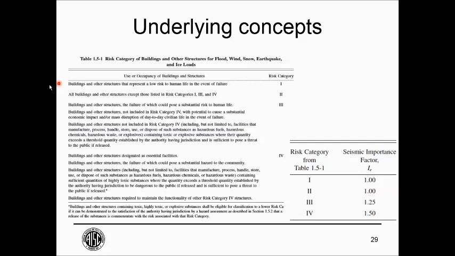So risk category 1 and 2 get an importance factor of 1, and then we increase to 1.25 and 1.5 for the higher risk category structures. And then this is the basic drift limit. There are other drift limits that apply for specific conditions, but the general drift limit for typical structures is as follows: a drift limit of 2% H for risk categories 1 and 2, a lower drift limit for occupancy category 3 or risk category 3, and even lower for risk category 4.